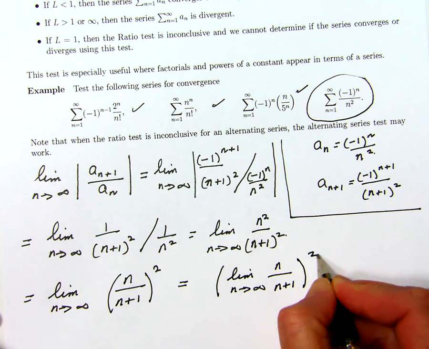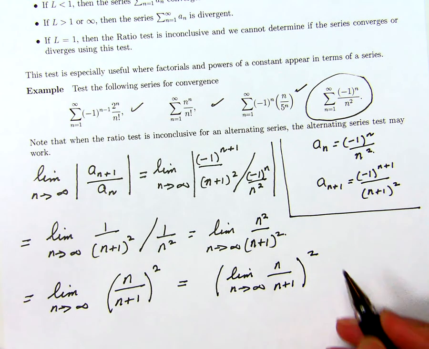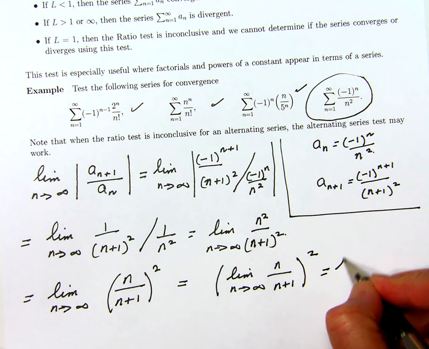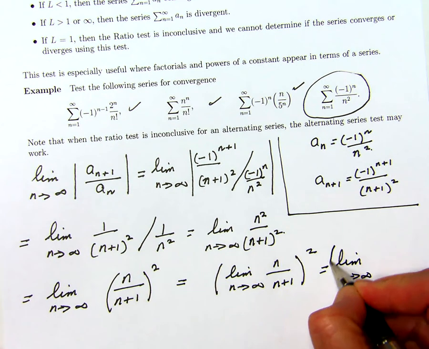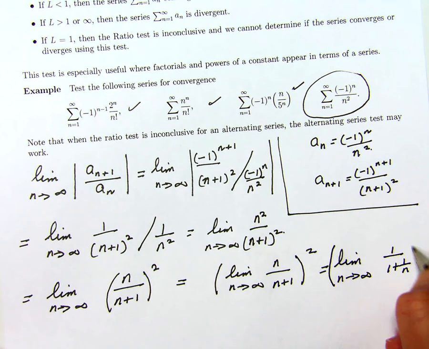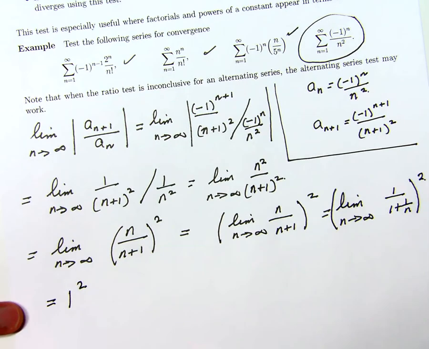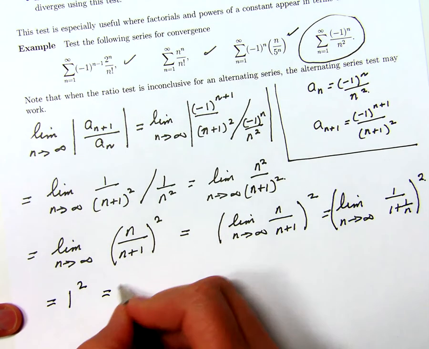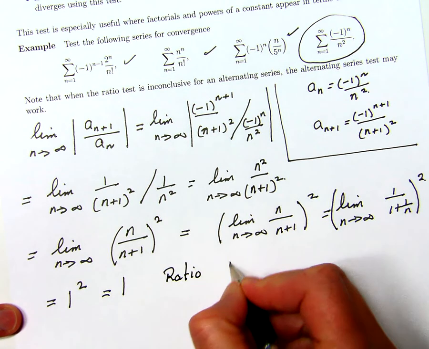And now, of course, if I divide by n above and below here, I find that that's the limit as n goes to infinity of 1 over 1 plus 1 over n, squared, and that's just equal to 1 squared. And now we know that that's 1, and the ratio test is inconclusive.